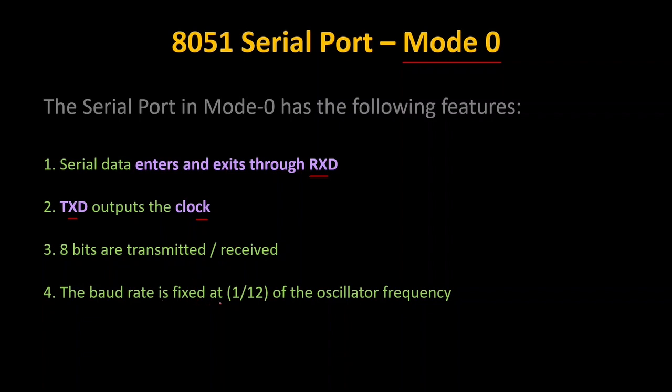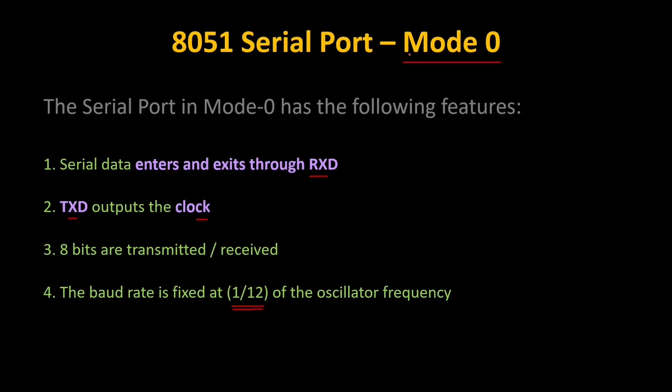The baud rate is fixed at 1 divided by 12 of the oscillator frequency. We can't change the baud rate, so it is already fixed. Whatever the oscillator frequency is, 1 divided by 12 of that frequency is the baud rate. We can't change the baud rate in mode 0, since it is synchronous communication. So these are the things with respect to mode 0.